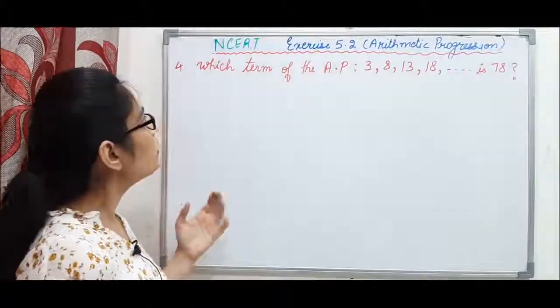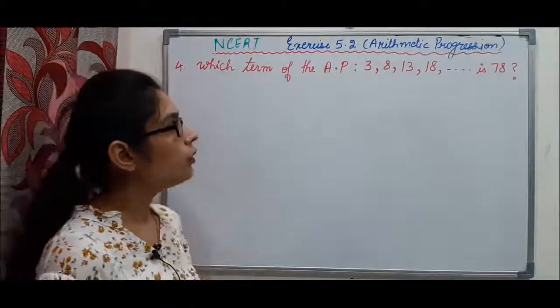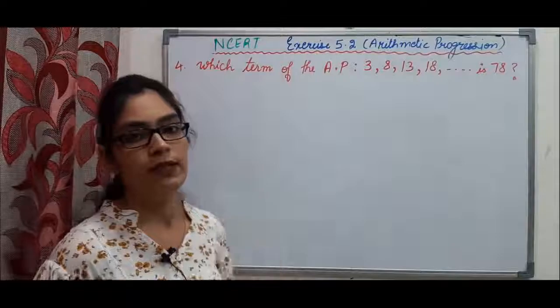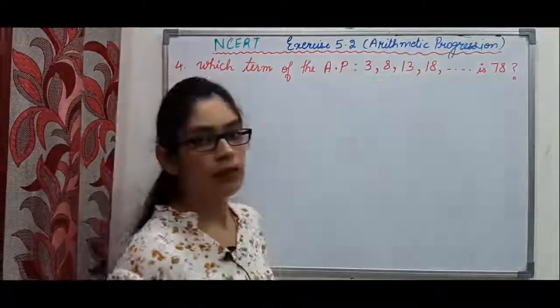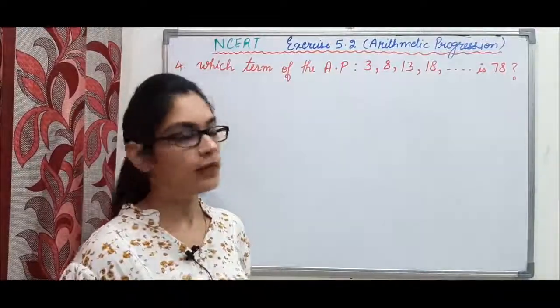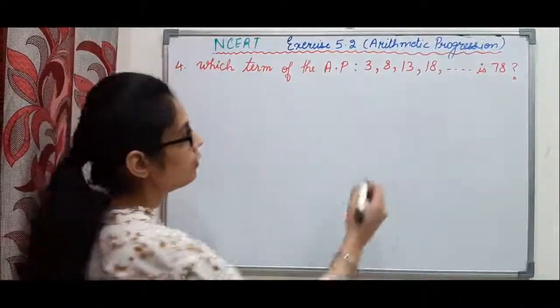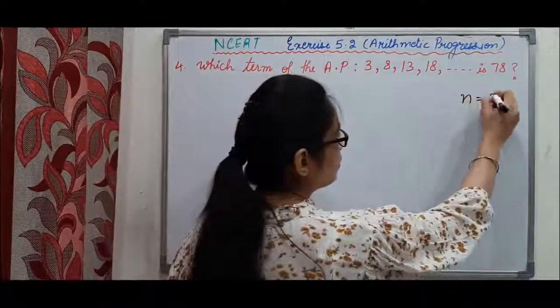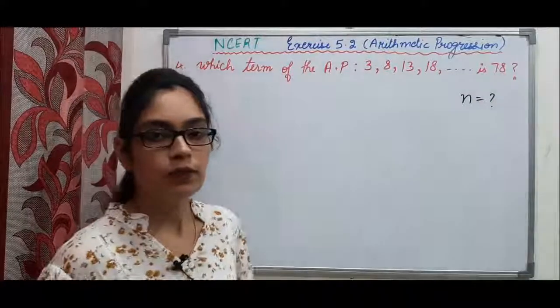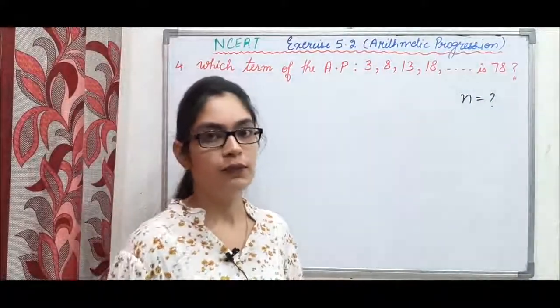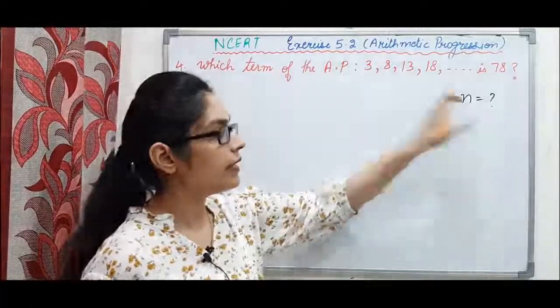In the fourth question, it's given which term of the AP is 78. So one AP, arithmetic progression, is given to us and they are asking which term. Which term means we have to find the value of n, because n only tells us whether it's the first term, second term, third. So that means we have to find n.